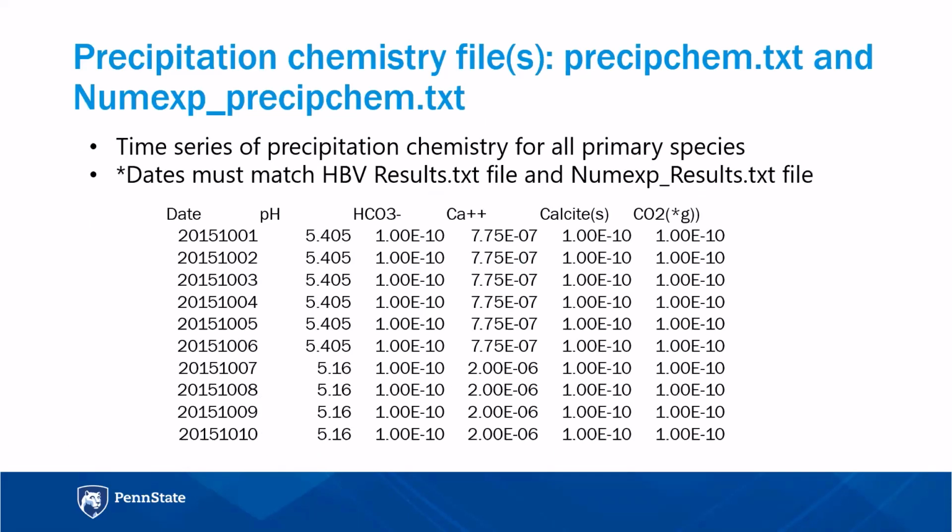All right, and lastly, we have the precipitation chemistry files, which are just the time series of precipitation chemistry for all of our primary species. And note here that any species without a significant concentration in precipitation can be given a value of 10 to the minus 10 for all time steps, but we should avoid using the value of 0 anywhere, as this will cause issues with model convergence. Also note that the dates in the precipitation chemistry and numerical experiment precipitation chemistry files should match the corresponding dates in the HBV results and numerical experiment results files.